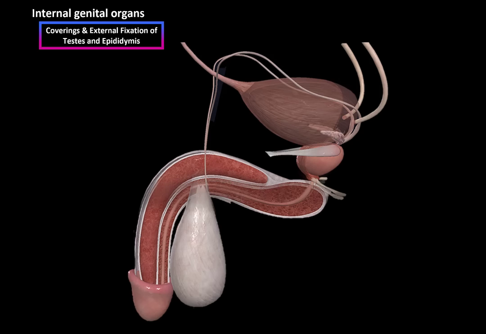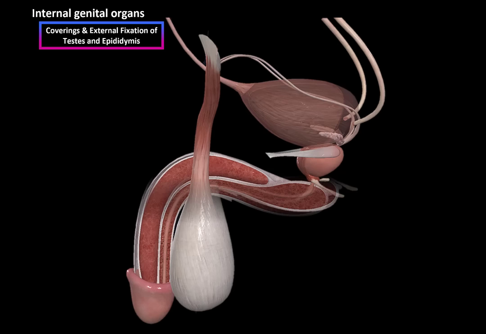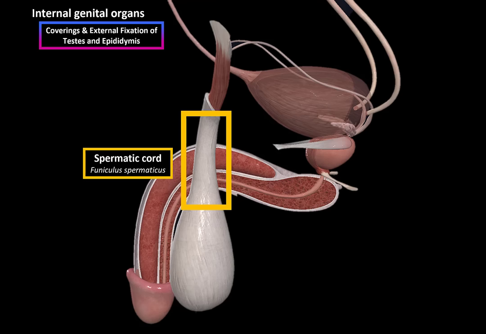Externally to that, we can see the internal spermatic fascia. Externally to that, we can see the cremaster muscle. Externally to that, again, we can see the external spermatic fascia. And again, here we see the spermatic cord.